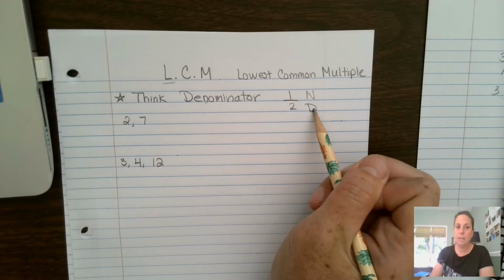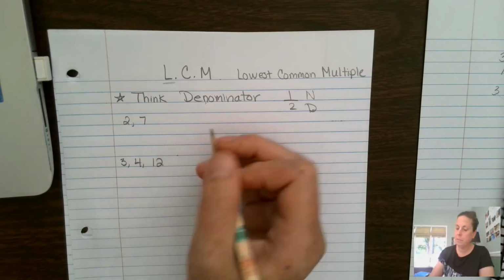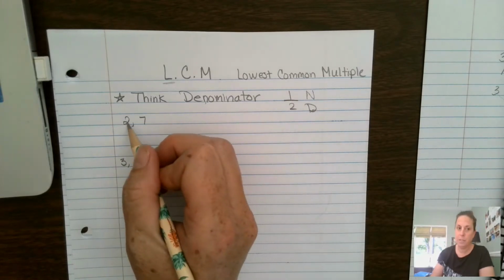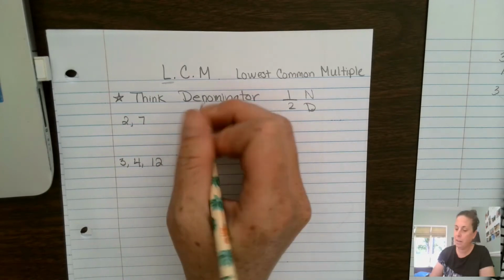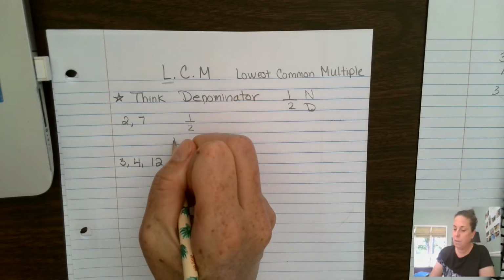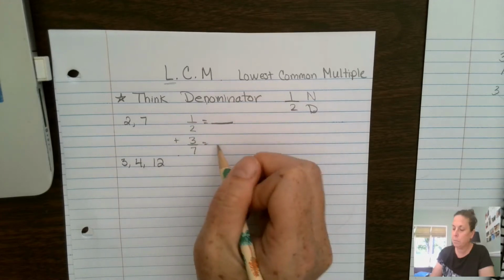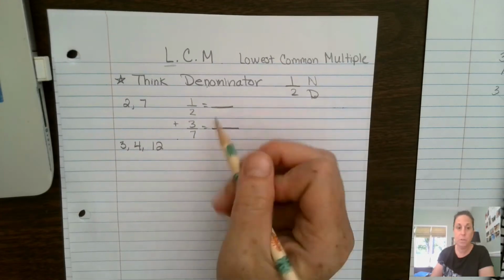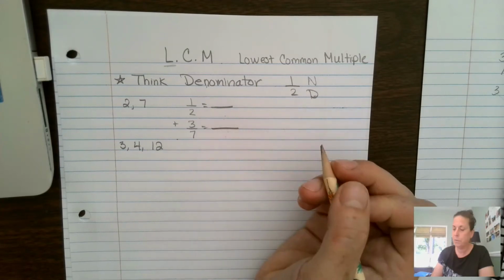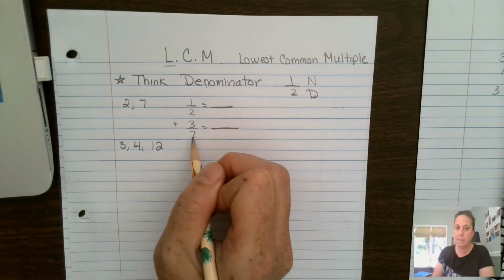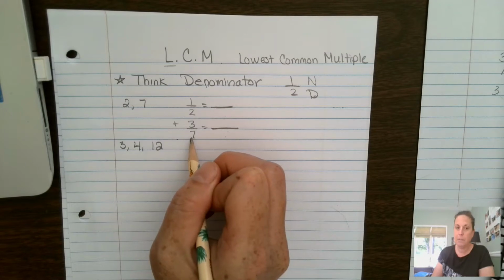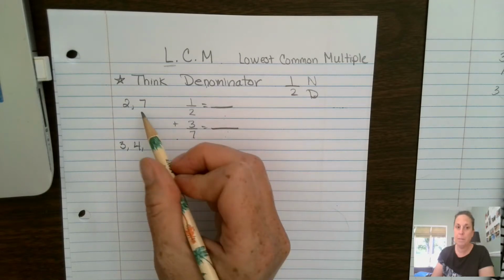So to find the lowest common multiple for 2 and 7, think of these as if they were the denominators in a fraction. So if I had a fraction like 1/2 plus 3/7, I have to find the lowest common multiple that they both can go into. So what's the denominator they both can go into? And it's always going to be at least this number. It will never be smaller than the biggest number.